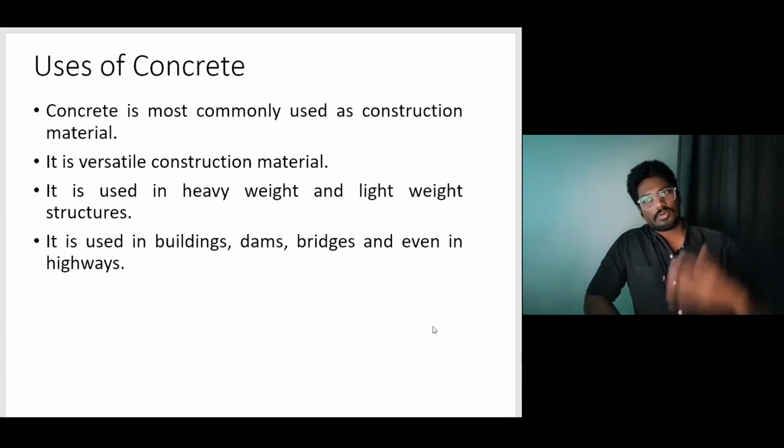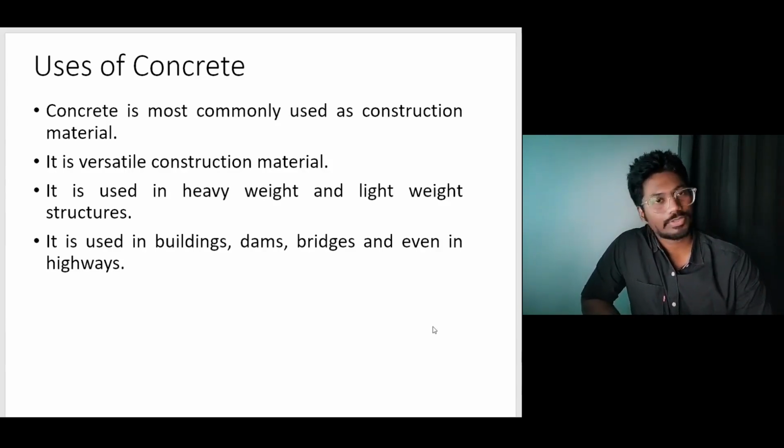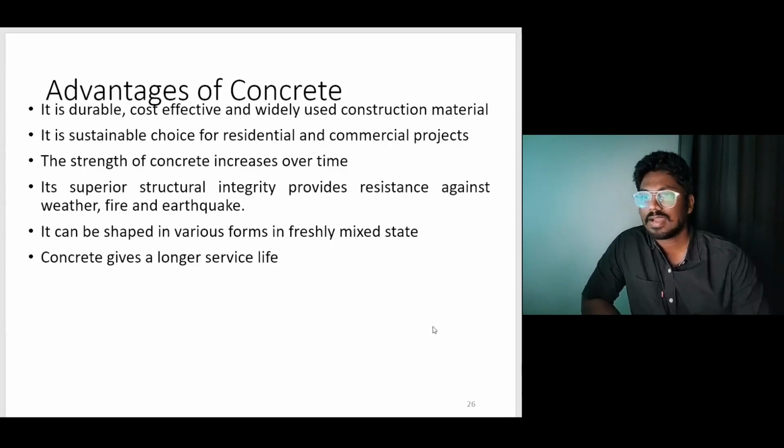Uses of concrete. Concrete is the most commonly used construction material. It is the most versatile construction material. It is used in heavyweight and lightweight concrete. It is used in buildings, dams, bridges, and even highways. Advantages of concrete: it is durable, cost-effective, a widely used construction material, and sustainable for residential and commercial projects.